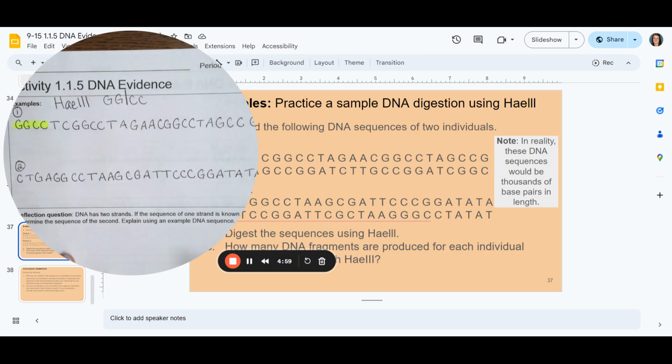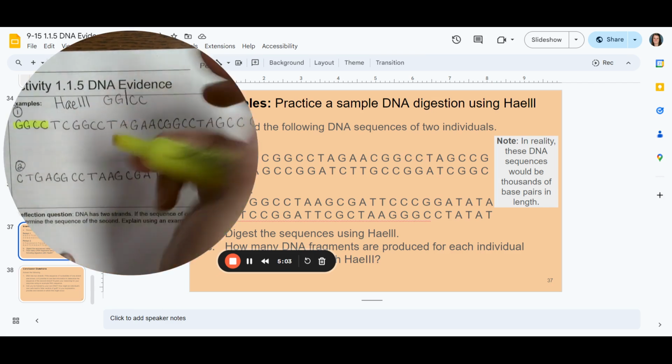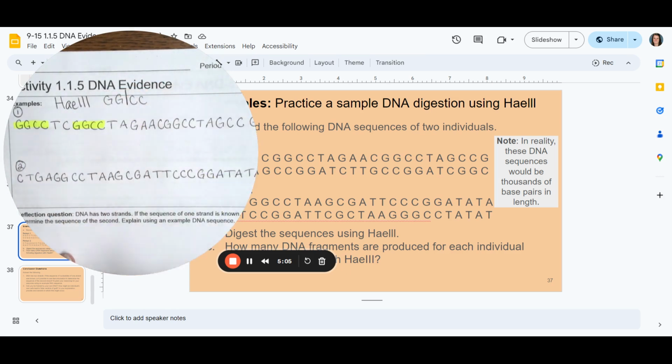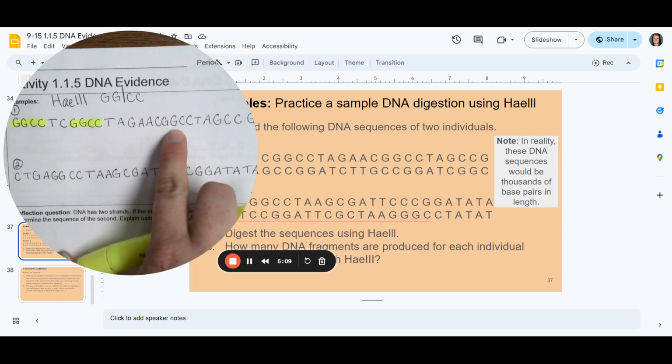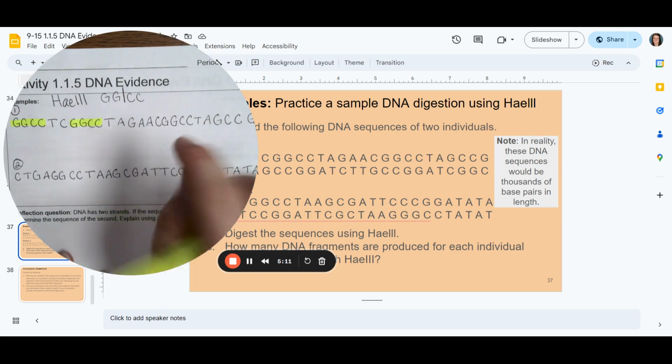In the first strand, it starts at the very beginning. If I keep going, there's another GGCC here. Keep going. This is almost CGG. Oh, but there it is, GGCC.